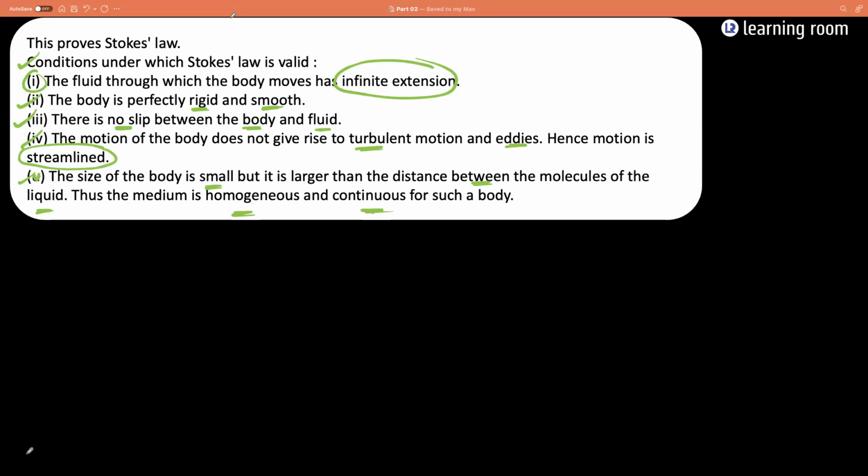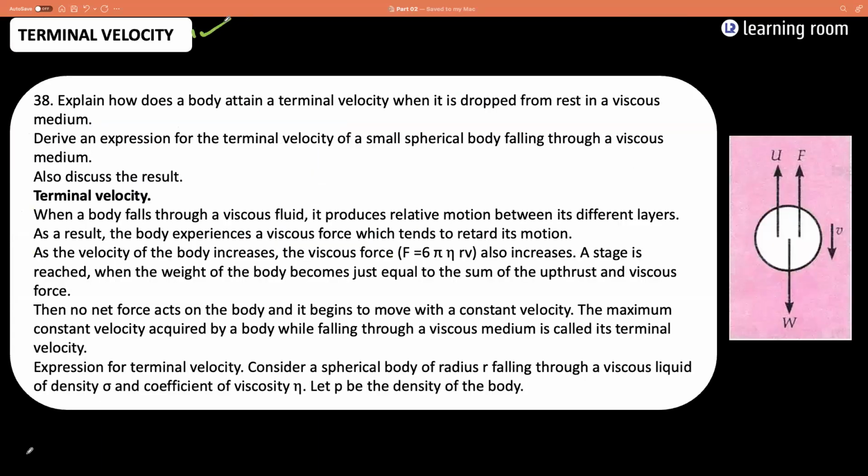Okay. So the next concept is terminal velocity, which is written as Vt. So how does an object attain terminal velocity when it is dropped from rest in a viscous medium? Okay. So terminal velocity is the concept we are going to see now. Now observe.